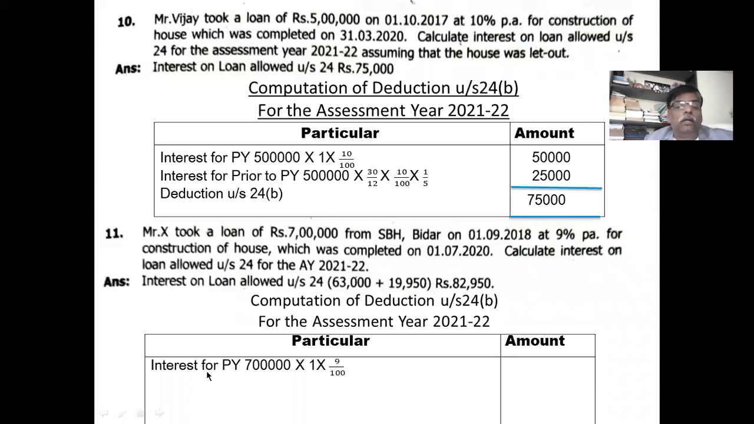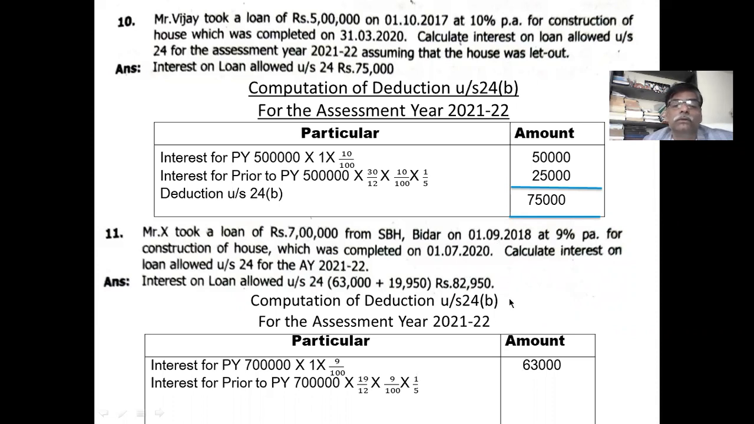First, you have to take the interest for previous year. Previous year interest is 7 lakh into 1 year into 9/100. It is 63,000. Previous year interest you give full interest for the previous year. Then for construction period, 7 lakh is the loan. Then period is 19 months. How is it 19 months?